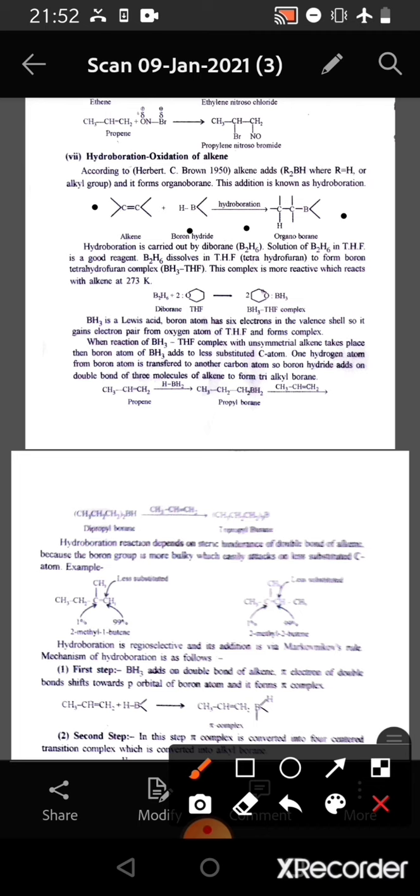Hydroboration is carried out by diborane, that is B2H6. Solution of B2H6 in tetrahydrofuran is a good reagent. B2H6 dissolves in tetrahydrofuran to form boron tetrahydrofuran complex, that is BH3 and THF. This complex is more reactive, which reacts with alkene at 273 Kelvin. So here diborane reacts with THF and a BH3 THF complex is formed.